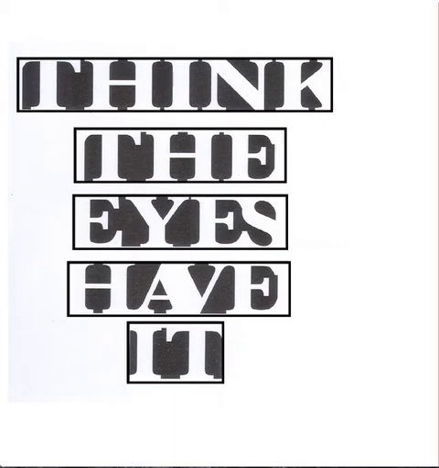Take a look at the visual sensory stimulus on your screen. What do you perceive? It says, think the eyes have it. Again, another example of the brain's attempt to make sense out of ambiguous data.